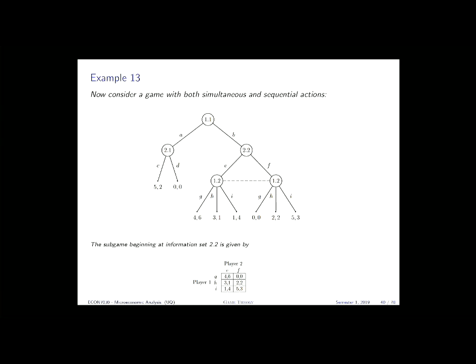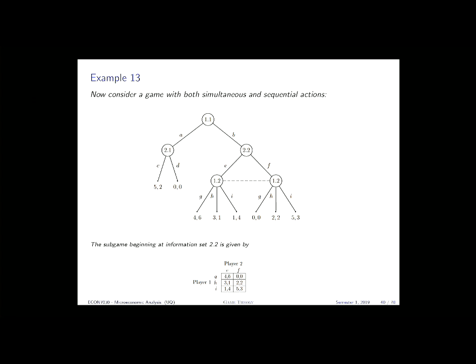Now, a more complicated example. Here, this is a combination of sequential and simultaneous game. So the game has 2 parts. First, player 1 moves, then player 2 decides to play A or B. If player 2 plays A, then she has C or D. If she plays B, she has E or F. And this E or F will be followed simultaneously by player 1 again with actions G, H, and I.